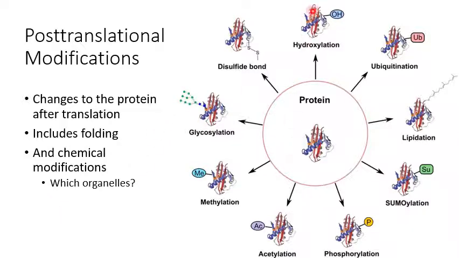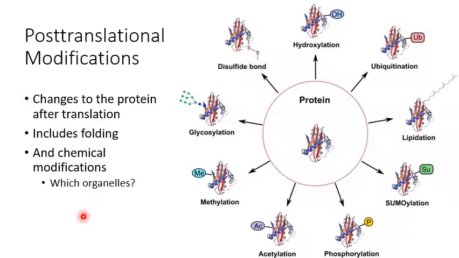Here you're adding a hydroxyl group to this protein, that's hydroxylation. In lipidation, you're adding a lipid to it. In phosphorylation, that one's really common, you're adding a phosphate group to it. In methylation, you're adding a methyl group to it. So all of these are different modifications you can make to the protein. Here in glycosylation, you're adding a sugar, an oligosaccharide, to it. All of those modifications are going to change something about the protein.